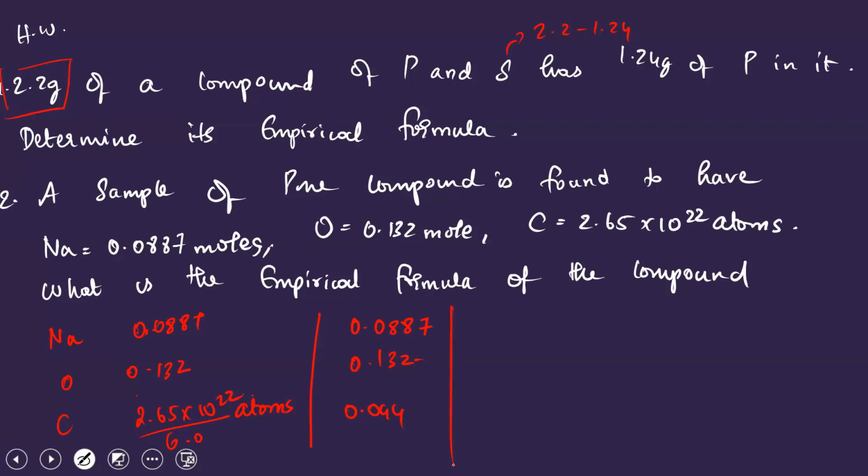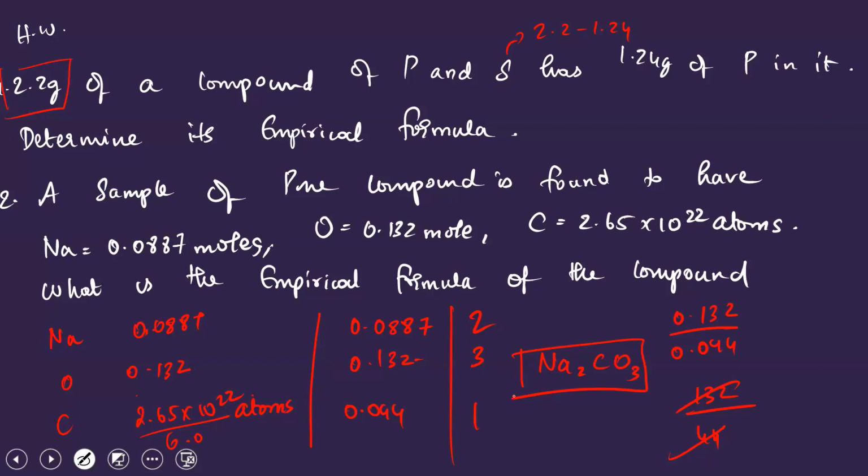Which is the simplest number here? 0.022. So if I start dividing everything by 0.022, here you get 1, above you get 2, and what do you get for the middle? 3. If you round it off, you get 3 times. So A2CO3 is the formula. It's an empirical formula.